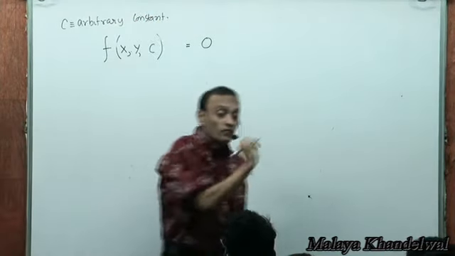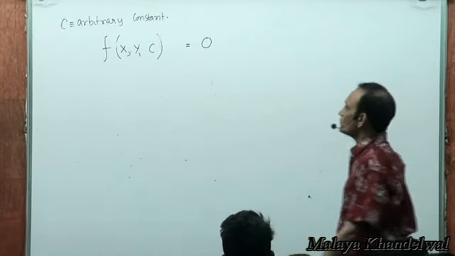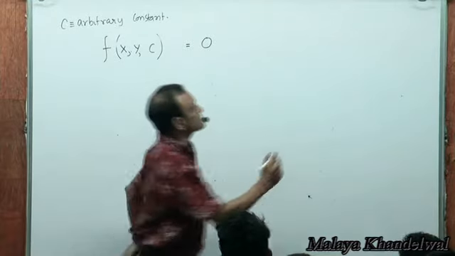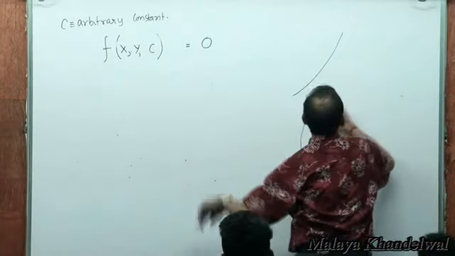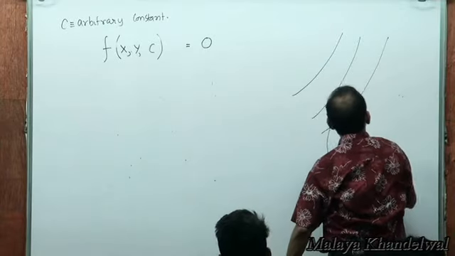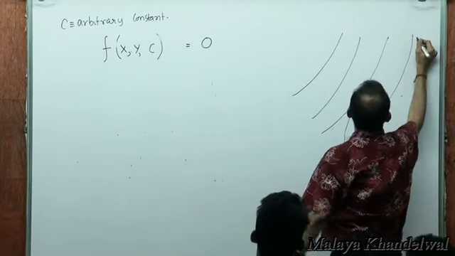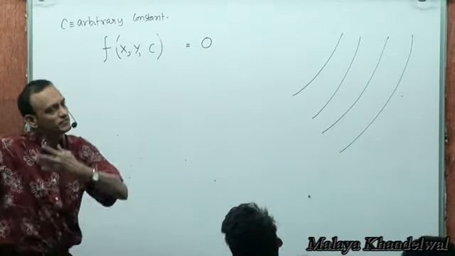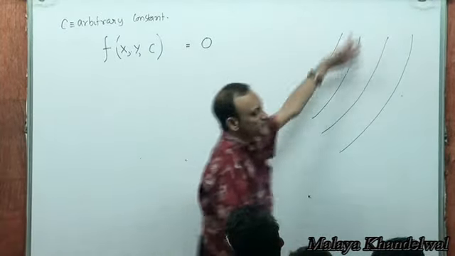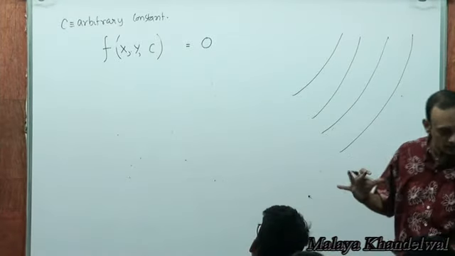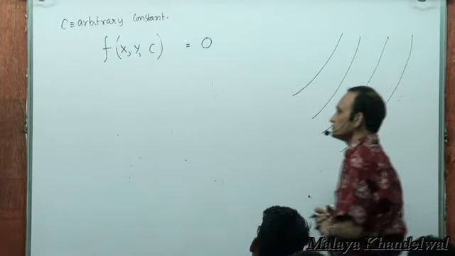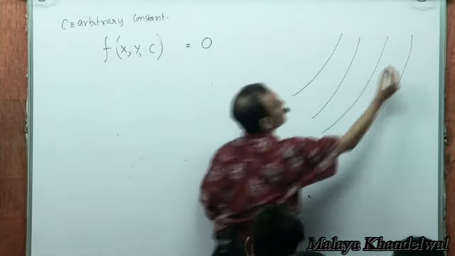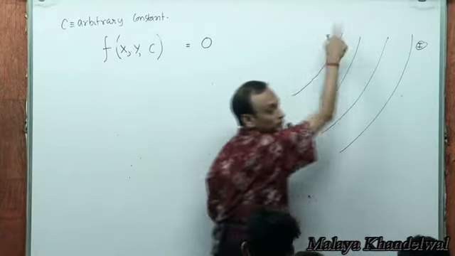Now, what I want to do is find another family of curves. Say this is a family of curves: F of x, y, c equal to 0. So this could be c equal to 1, 2, 3, 4, etc. Different values assigned to c give me different members of this family. This is my family 1.